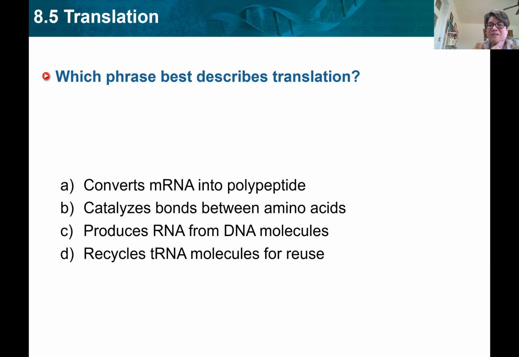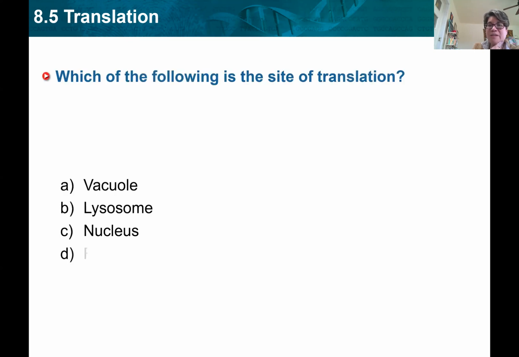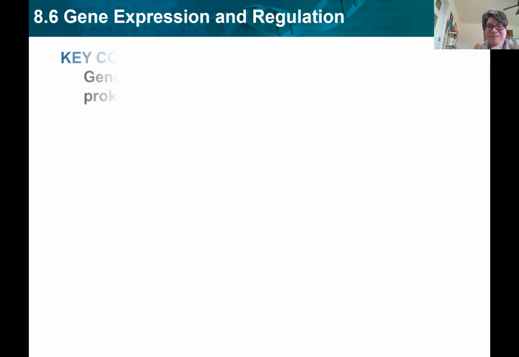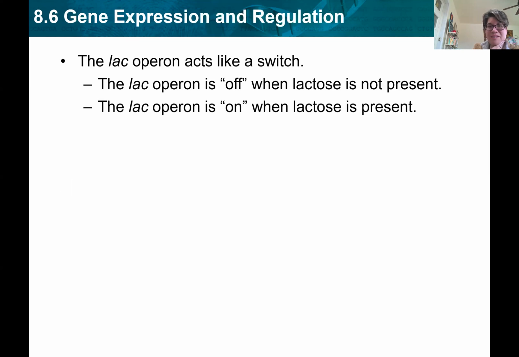Which phrase best describes translation? So that is A, converting mRNA into a polypeptide. Which of the following is the site of translation? Where does it happen? That's what we're asking here. Where does translation happen? Where is the protein made? So that is ribosomes. Okay, section 6.